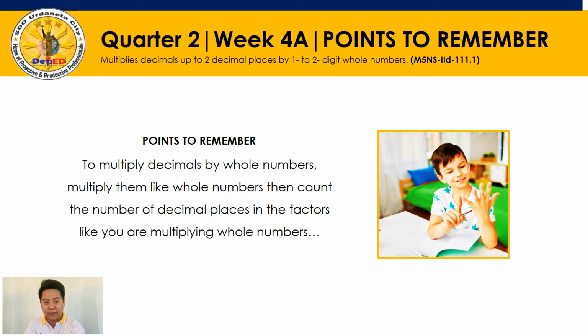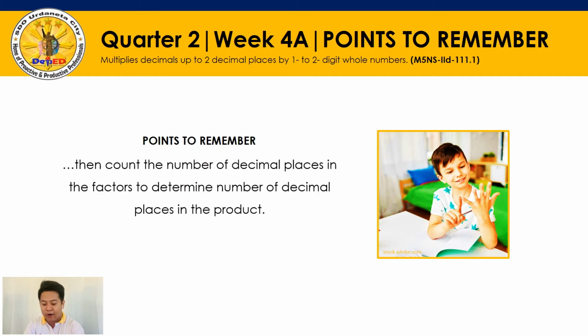Okay, let's begin. Here are our points to remember. It says here, to multiply decimals by whole numbers, multiply them like whole numbers. Then count the number of decimal places in the factors. Then, count the number of decimal places in the factors to determine the number of decimal places in the product.